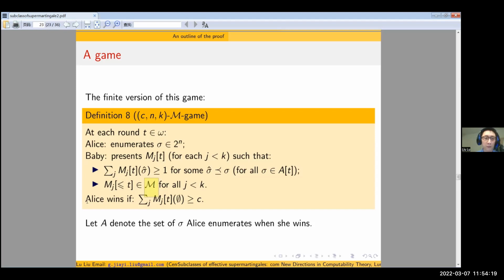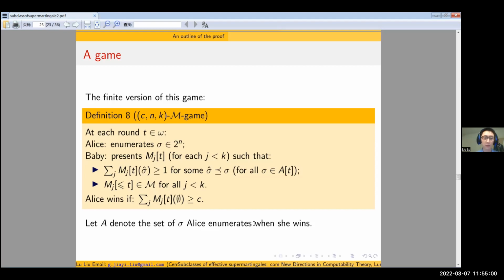And the target of Alice is to force Baby to spend a certain amount of money. So these parameters, C and K, mean the money Alice has to force Baby to spend. This N is the level where Alice enumerates strings. We also call this 2 to the N the board of this game. And K is the number of supermartingales Baby presents at each round. So we will let this set A denote the set of strings Alice enumerates when she wins.